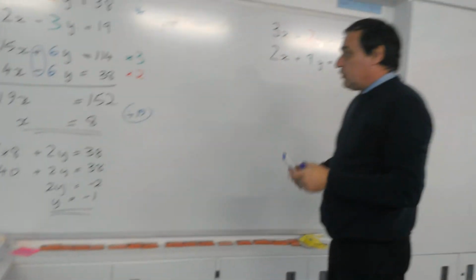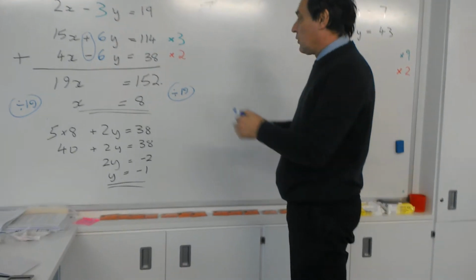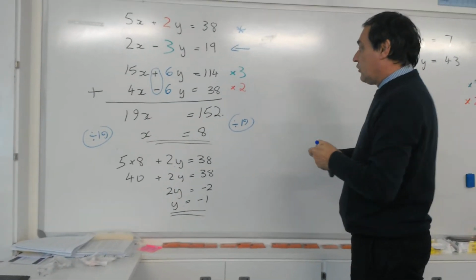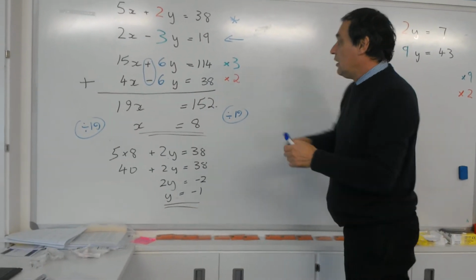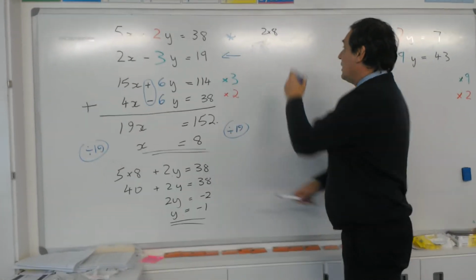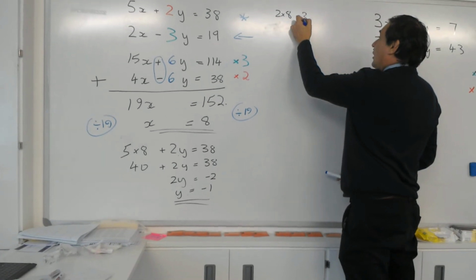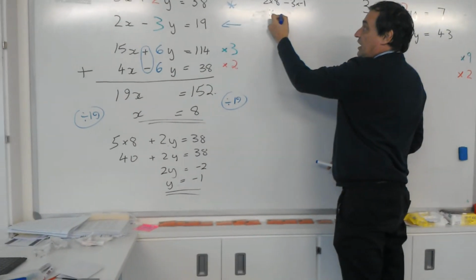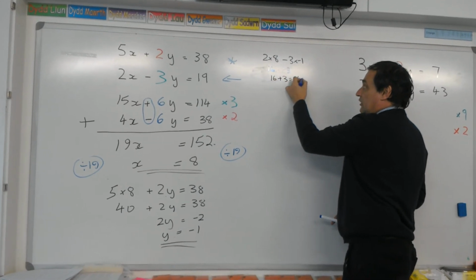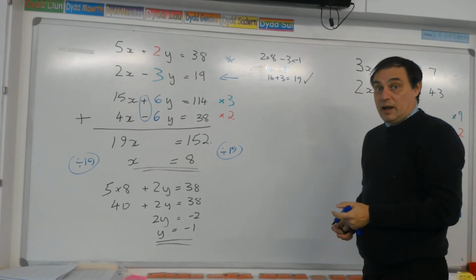If I wanted to do a quick check on this, x equals 8 and y equals minus 1, to check it was right, I would use the second equation just to check my answer. So I could put my substituted values in, so I could do 2 lots of 8, take away 3 lots of minus 1. That will give me 16 minus 3, which is 16 plus 3, which is 19. And 19 is what the answer is there. So I know those solutions are correct.